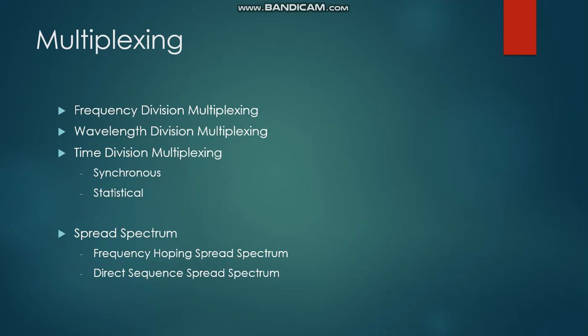The data is sent on one frequency at a time and uses different frequencies at different times. When this hopping is done, a pattern is created. This pattern is known only to the sender and receiver. This type of modulation is used mainly in the military.